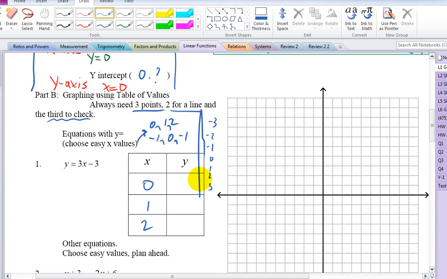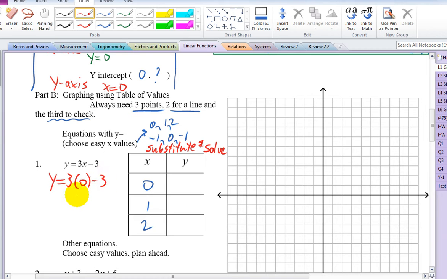What you need to do then is substitute and solve. So this is where algebra solving is going to come into play. If you have any questions about it, ask. So we're going to say y equals 3 times 0 minus 3. Solve for y. Go.